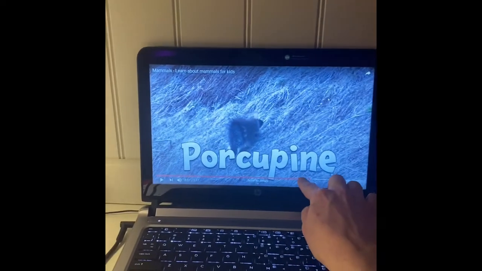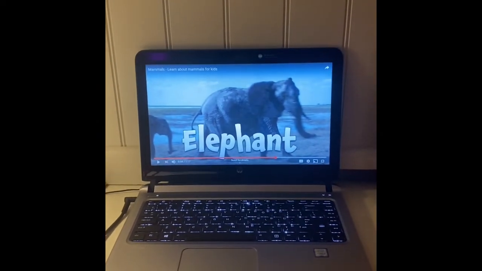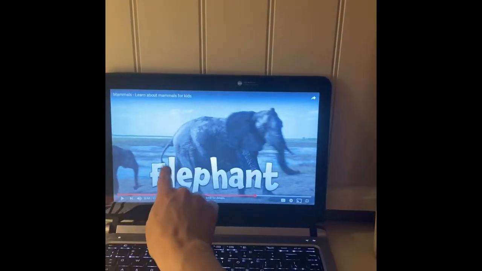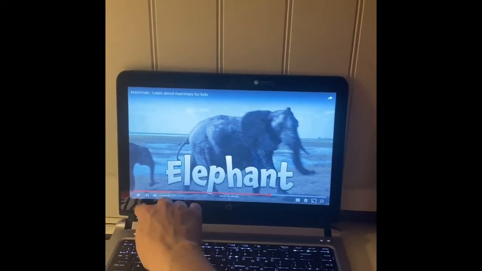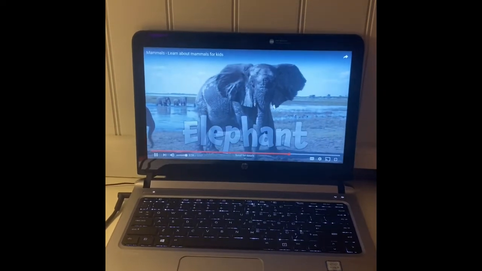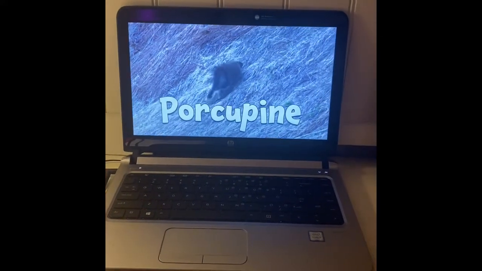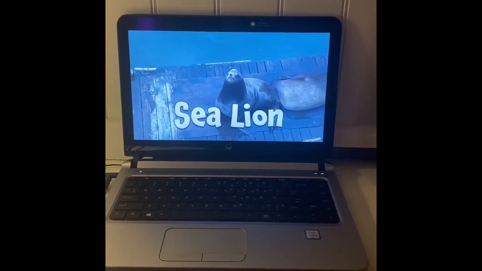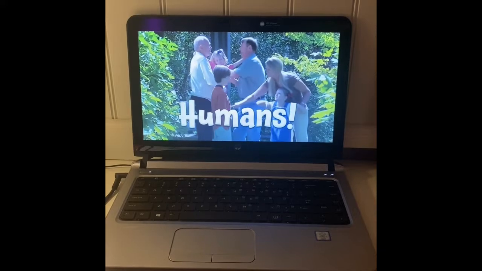You might not know that elephants actually do have hair. It's just you can't really see it from far away, but they have little hairs. And actually they do have a little bit of fur or hair at the end of their tail, I think. Porcupine, sea lion. Look at those whiskers. And humans.